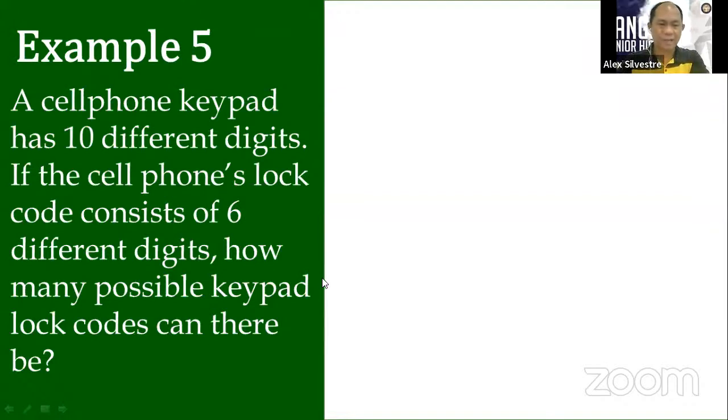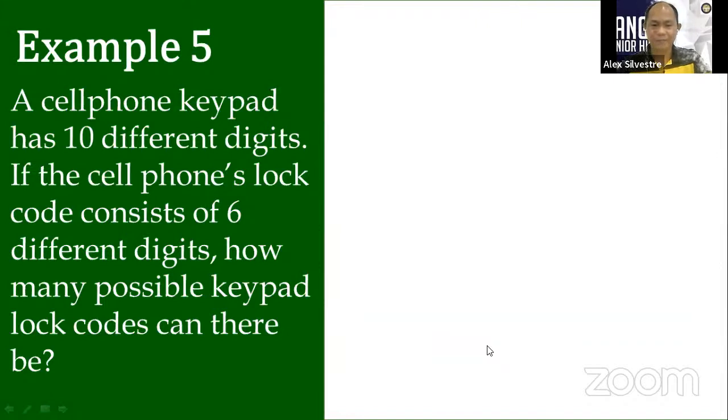A cell phone keypad has 10 different digits. If the cell phone's lock code consists of 6 different digits, how many possible keypad lock codes can there be? No? So yun ang tatanong sa atin. Okay? Ano kaya ang magiging representation ng N and R?